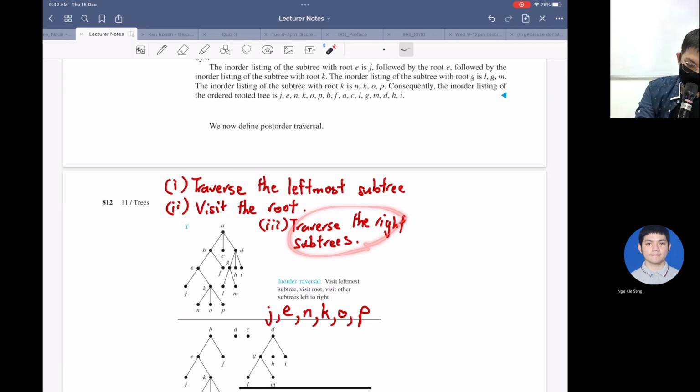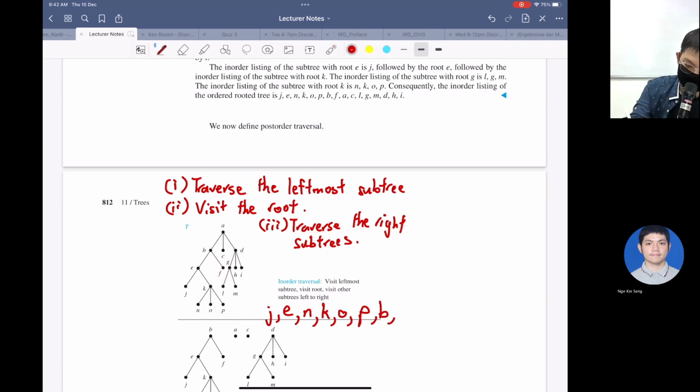Traverse the right subtree. Okay, we're done already. We visited the root already. Then we need to go back to traversing this leftmost subtree, right? So after we traverse this leftmost subtree, we need to visit the root. So visit the root, and then we traverse the right subtree.